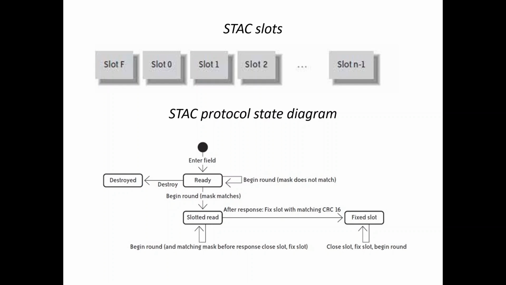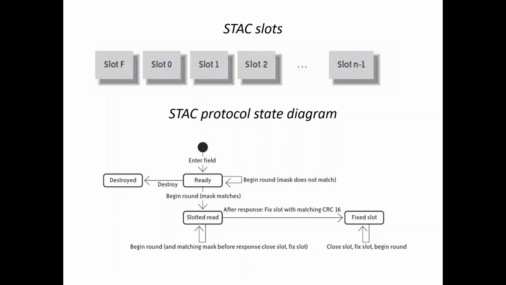Here the enter field gives the information about when a tag comes into the reader's interrogation zone, it enters the ready state. Then in the ready state, the tag waits for the reader's command. It starts a round by announcing a slot frame. So two possible cases here. The first is mask does not match, which means the tag goes to destroyed or is ignored for this round only.